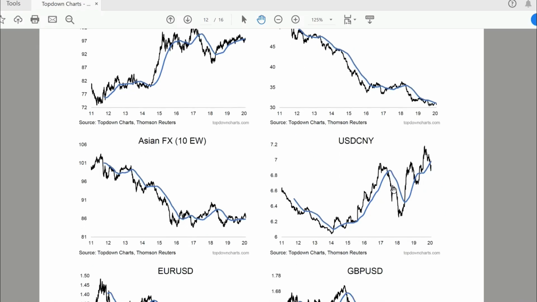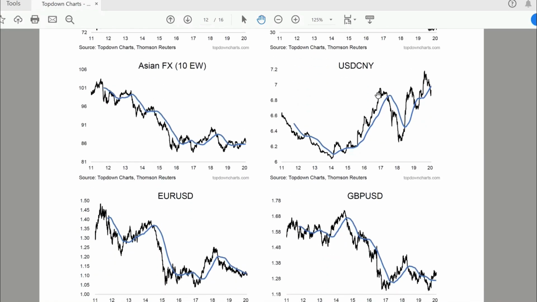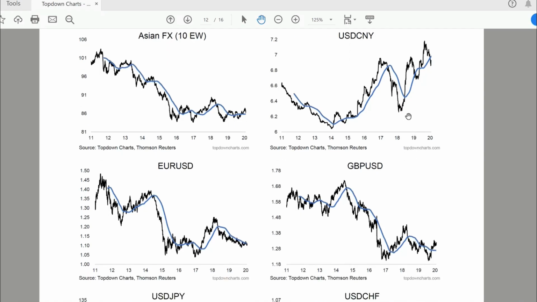USD CNY, that one's opened back up again. It was closed for the last week. It's obviously gone up a bit in this sense because it's USD CNY. If it goes up, that means CNY is getting weaker, as you should probably know.